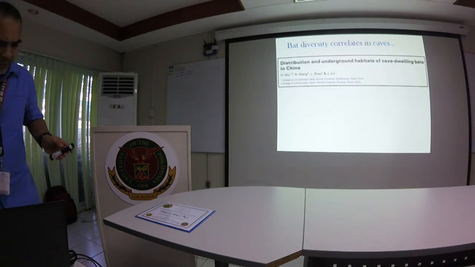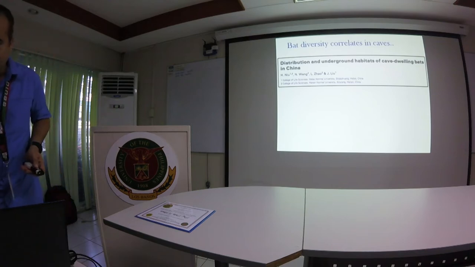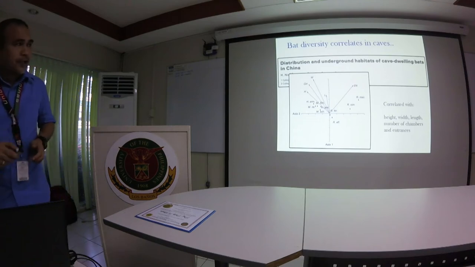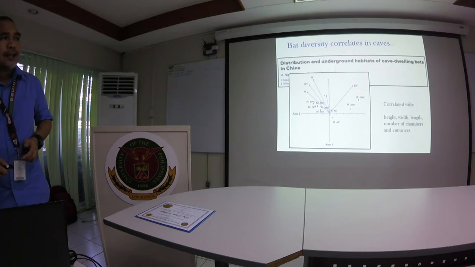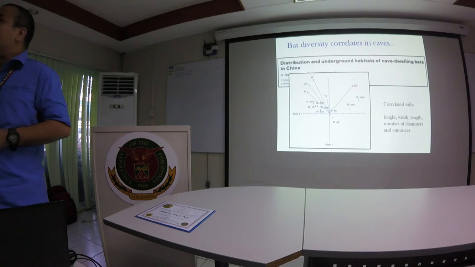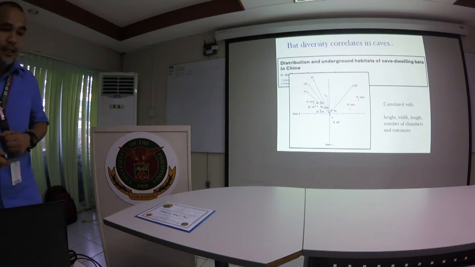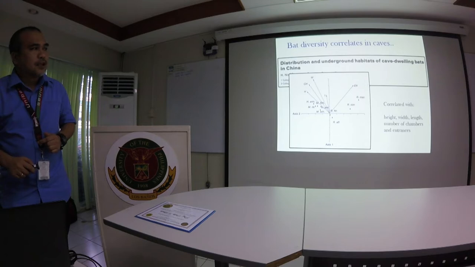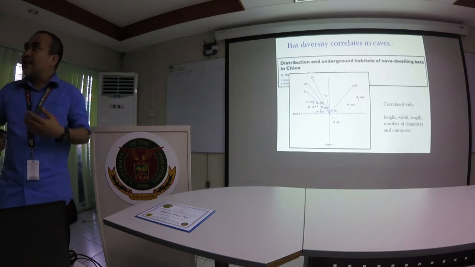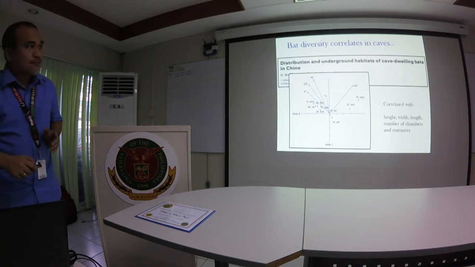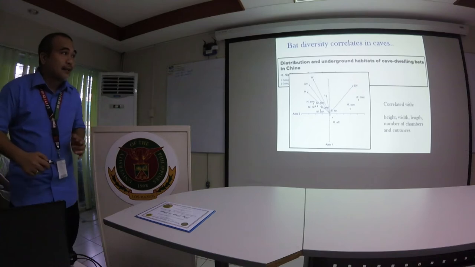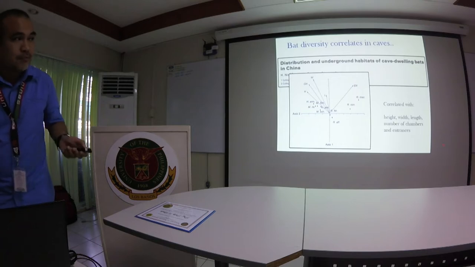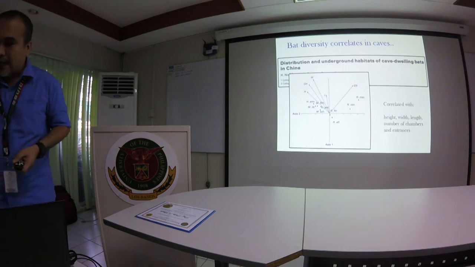And in China, this was published in 2007, on the distribution of underground habitats of cave-dwelling bats. Aside from looking into different variables, here you have height, chamber, width, length, and entrance, they also tried to look into each species' distribution or preference. Looking into this canonical ordination diagram, it seems that, based on the number of caves surveyed, more species would prefer caves that are high, caves that have more chambers, caves that are wide, and caves that are long. And for some bats, they would prefer a higher number of entrances.